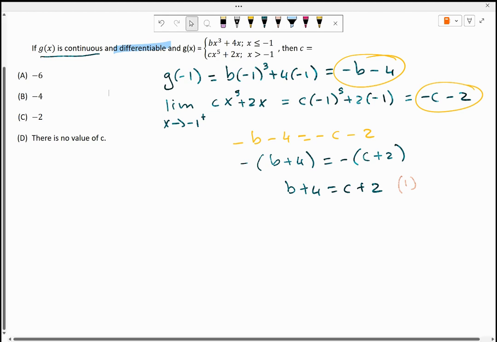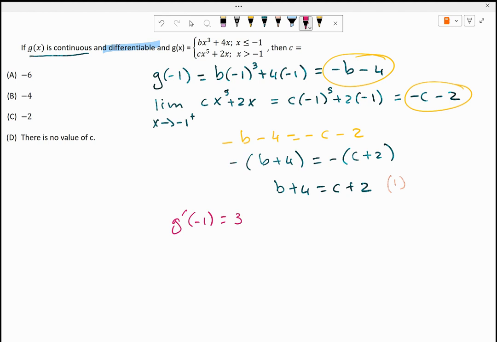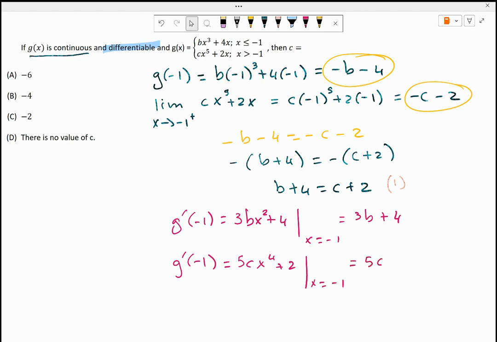Because of differentiability, if I take g prime of -1, whether I use the definition of g as bx to the third power plus 4x, g prime there would be 3bx to the second power plus 4, evaluated at x equals -1, which gives me 3b times -1 to the second power plus 4. Or if I take g prime of -1 and use g of x being cx to the fifth power plus 2x, that would be 5cx to the fourth power plus 2, evaluated at x equals -1. So that's 5c plus 2.